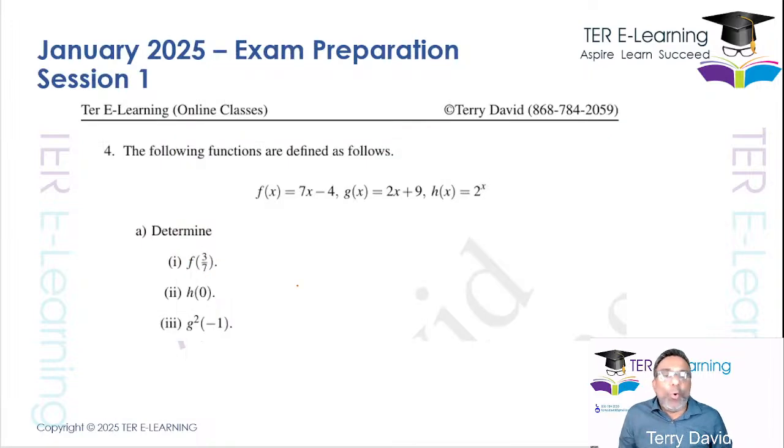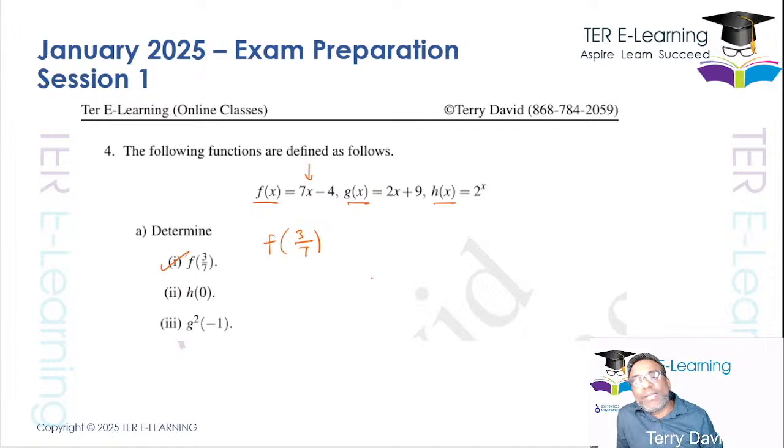All right, so question 4, it's a function question. So I've given you 3 different functions. We have f of x, g of x, and h of x, right? Part 1, we want to work out f of 3 over 7. So all we're going to do is substitute 3 over 7 into this formula here. That's all you're going to do. So this is going to be 7 multiplied by 3 over 7, minus 4. 7 by 3 over 7, you're going to get 3. So 3 minus 4, you're going to get -1.